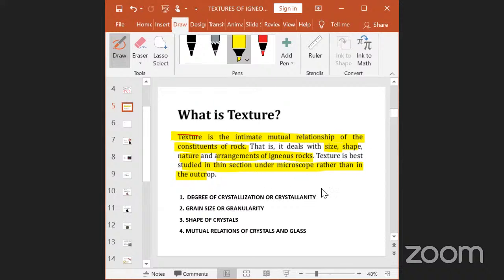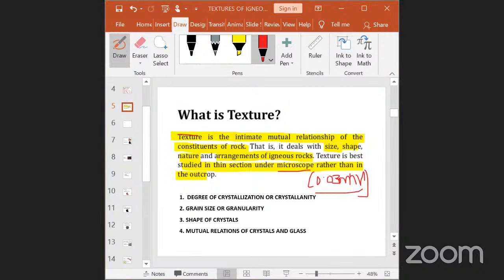It can also be described as the mutual relationship of mineral grains and glassy matter in the rock. So texture is best studied under what? Under the microscope, in thin section. That is 0.03 mm, right? A thin section has a thickness of 0.03 mm, right?